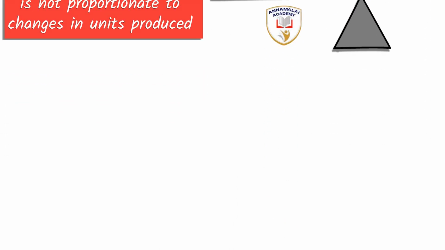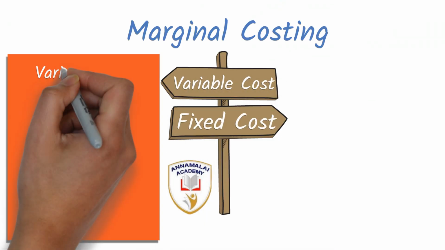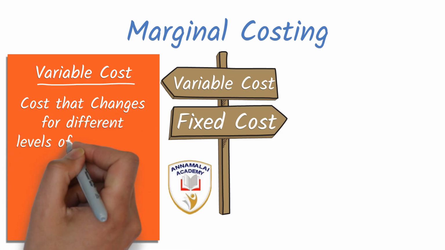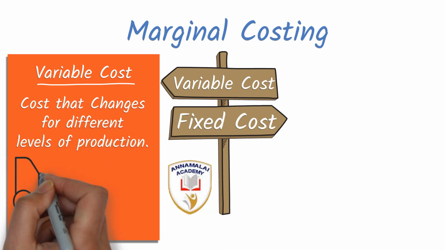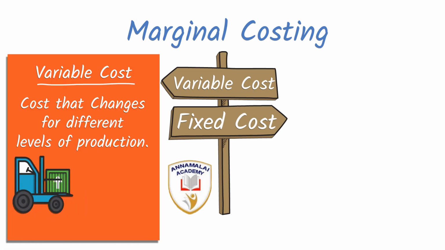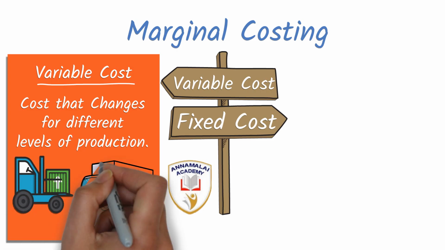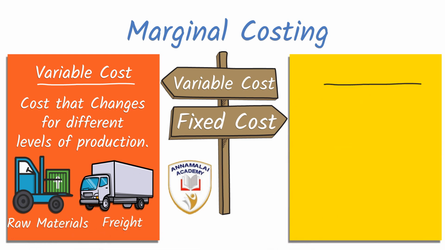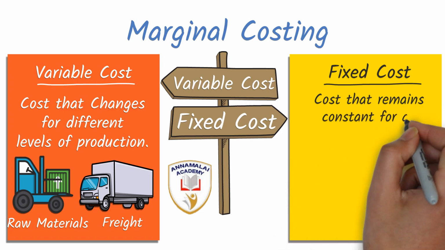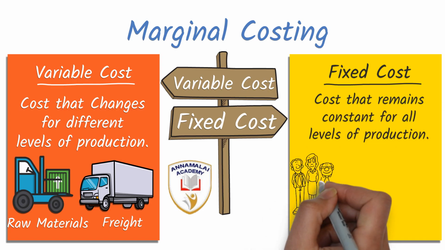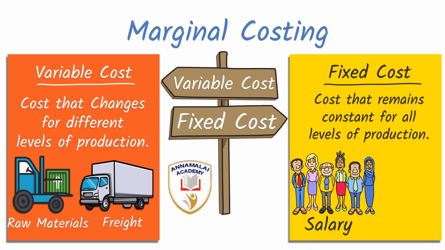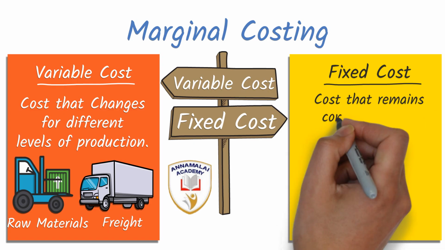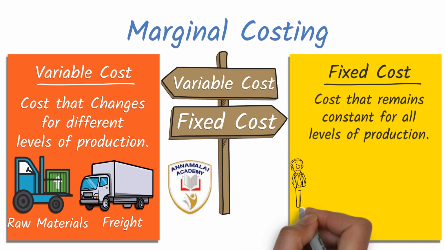To understand marginal costing, firstly, variable cost. Variable cost is that which changes for different levels of production. You produce more, you have to spend more. When you produce less, your cost comes down. Such cost is variable cost. Example, raw materials and freight charges. Fixed cost: this cost remains constant for all levels of production. Whatever may be your number of units produced, the salary that you pay to your admin staff or the rent that you pay for the building all remains the same. Such cost is fixed cost.